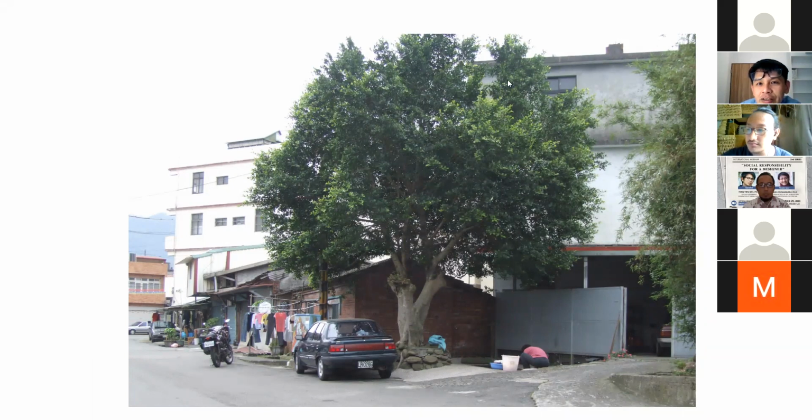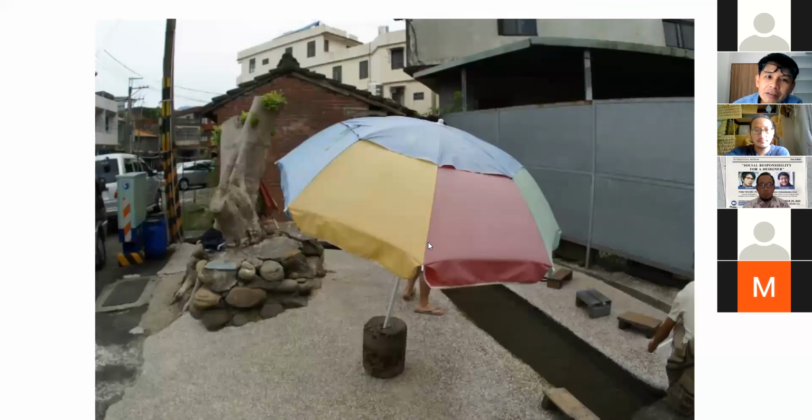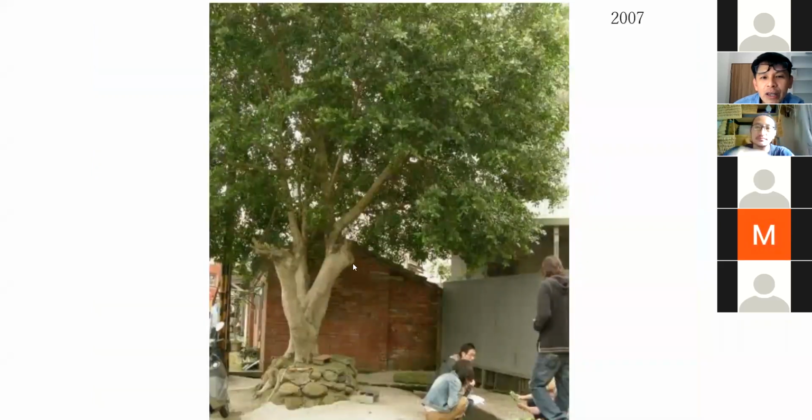Maybe a pen. This is the photo of 20 years ago. There's a big banyan tree and old people washing clothes here, next to this old house. But the tree was cut like this. You know why? Because they're afraid that when a typhoon comes, the tree will fall down and hurt the factory or the old house.